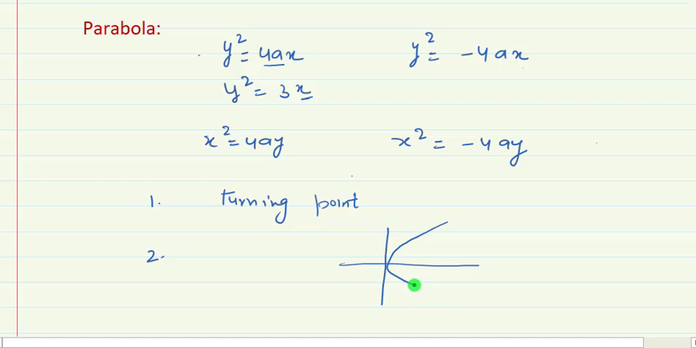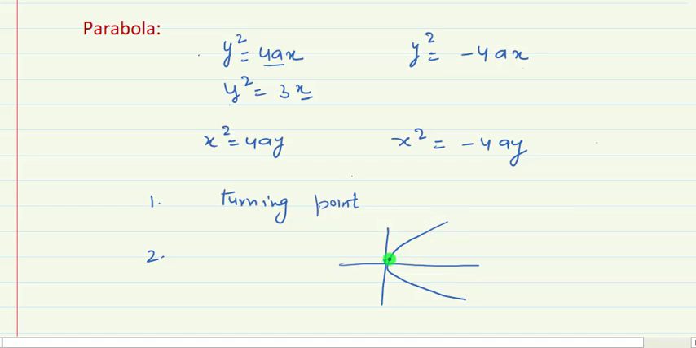The third thing that we should know is in which direction the parabola opens. Here, if the signs of the square term and the term which has power 1 are the same, then the parabola will lie towards the positive side. So this parabola y square is equal to 3x, or y square is equal to 4ax, has its turning point (0, 0), number one.